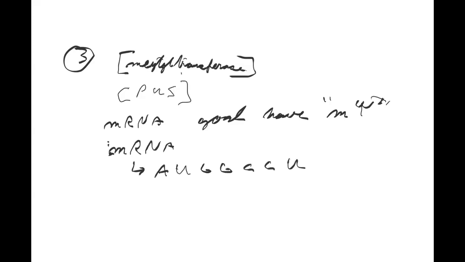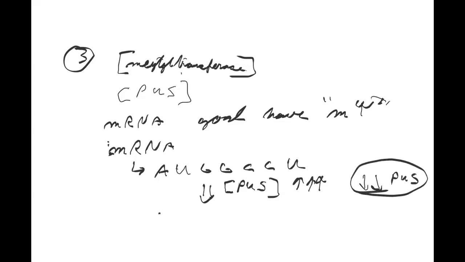Then the next step is that you have a high concentration of PUS if you want all of your uridines to turn into pseudouridines. So you'd have to have a high concentration. But if you want only a small percentage of them, then you'd have a low concentration of PUS. If you did the low concentration, then you would get something like this. Then you would have the methyltransferase coming in.